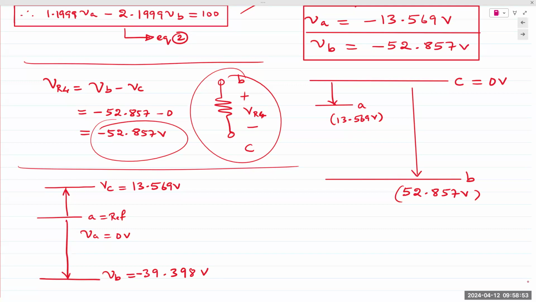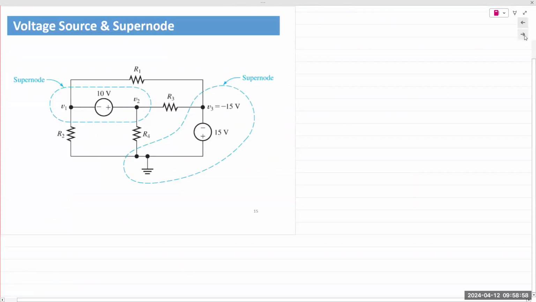Okay. I think we are almost out of time. Didn't want to do the homework. Voltage source and super node. Sounds like something from a Marvel movie.